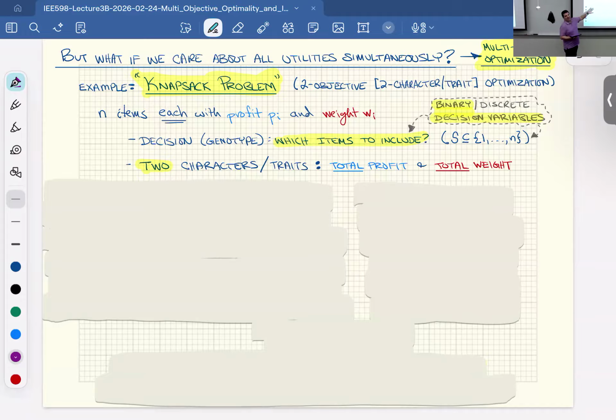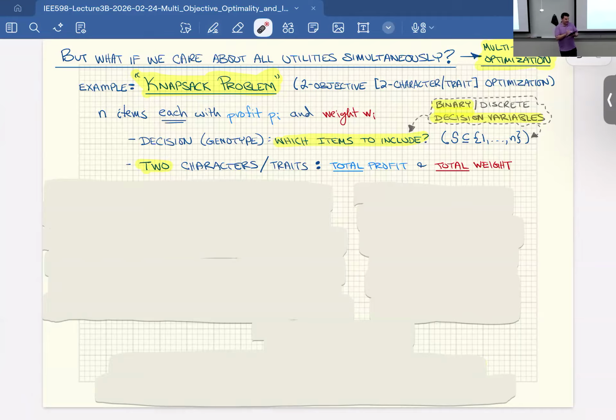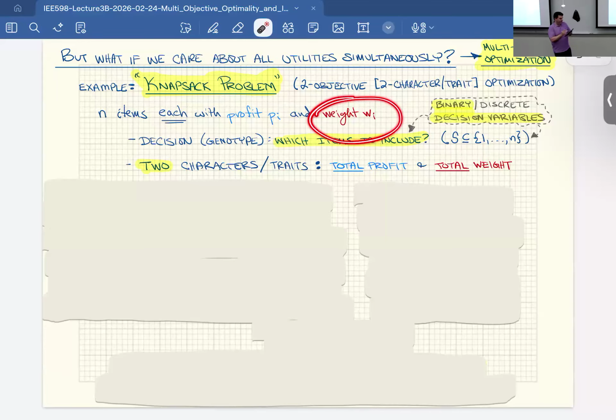So I'm going to open this with the standard example, the knapsack problem. Imagine that you have this problem. It's a two objective problem where I have n items I'm choosing from. Each item has a profit P, so if I manage to bring it with me, I make that amount of profit, and a weight W. And so I need to choose which items to include. So this is a binary decision variable problem. For every one of these items, I'm assigning a 1 or a 0 to it.